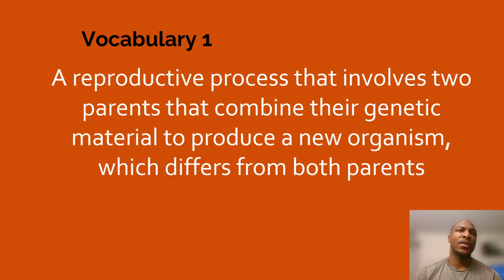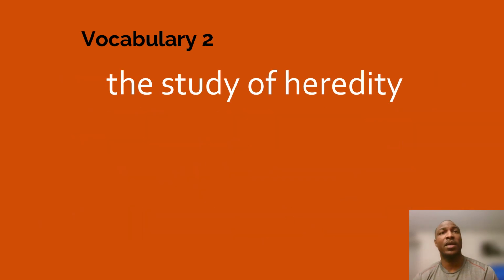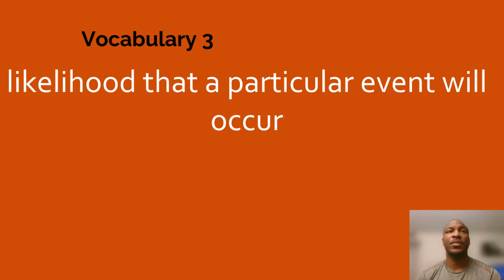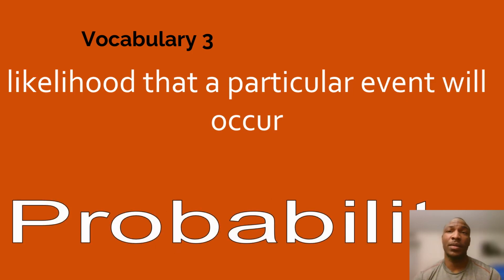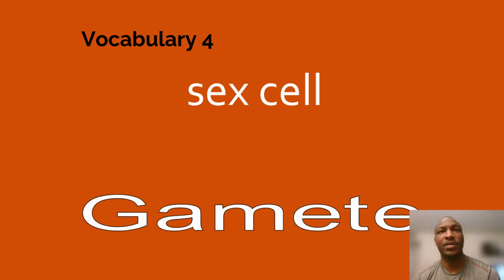Get that. So we have these different vocabulary words. I'm going to go through them quickly. Reproductive process which differs from both parents. What do you think it is? Sexual reproduction or meiosis. All right. Study of heredity starts with a G. Genetics. Likelihood that a parent in particular starts with a P. Probability. Sex cell. Come on. Starts with a G. Gametes.